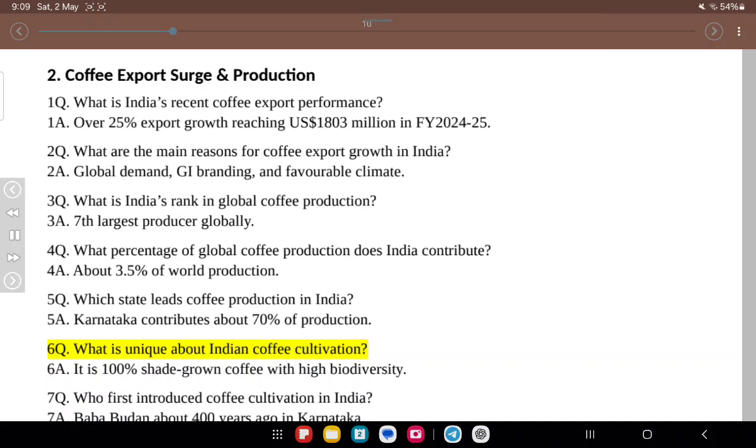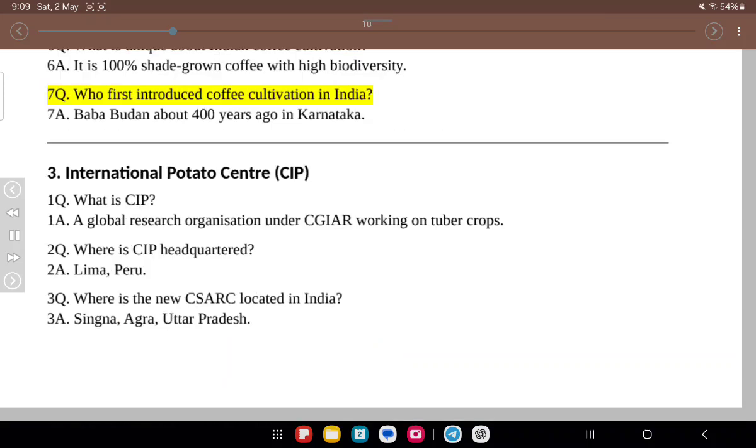6Q. What is unique about Indian coffee cultivation? 6A. It is 100% shade-grown coffee with high biodiversity. 7Q. Who first introduced coffee cultivation in India? 7A. Baba Budan about 400 years ago in Karnataka.